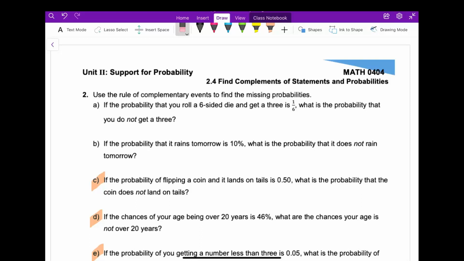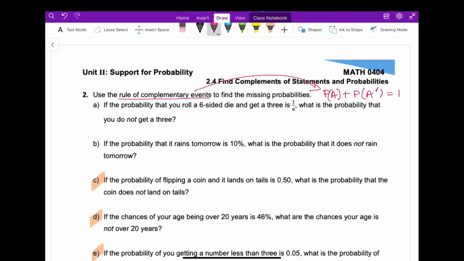Continuing section 2.4. Number 2, use the rule of complementary events to find the missing probabilities. We are using a rule, and let's remember what our rule is. We just covered it, it's right above, and that was the probability of an event plus the probability of the event not happening is equal to 1 or 100%, some sort of semblance of a 1 depending on the information you're given.